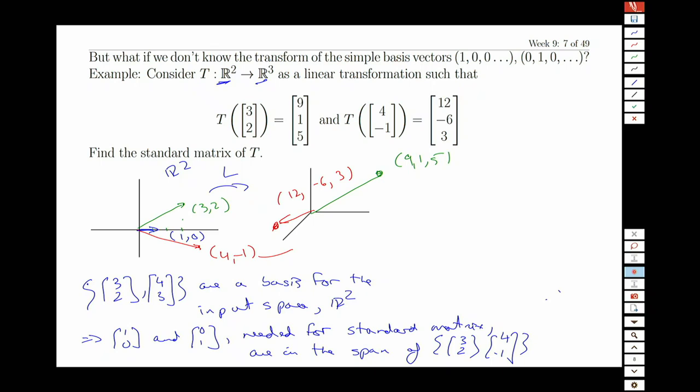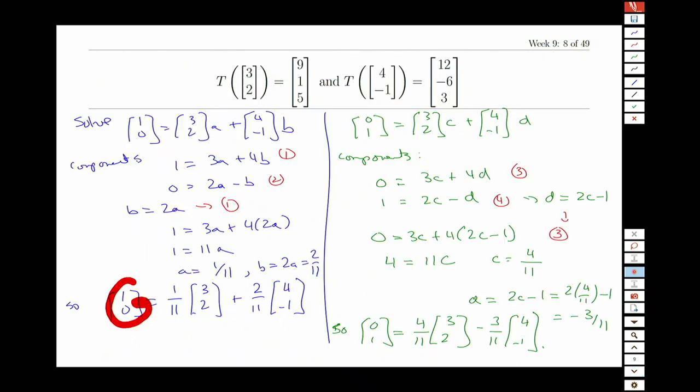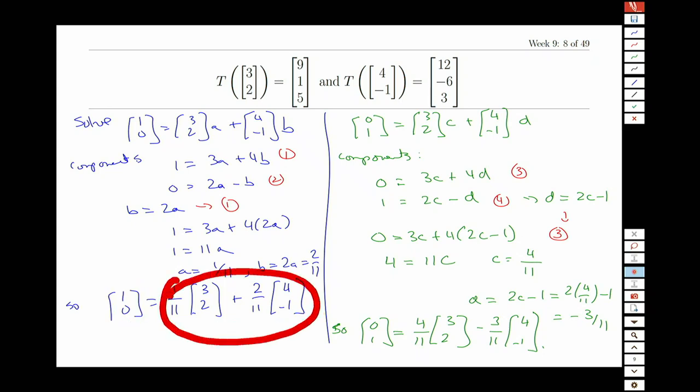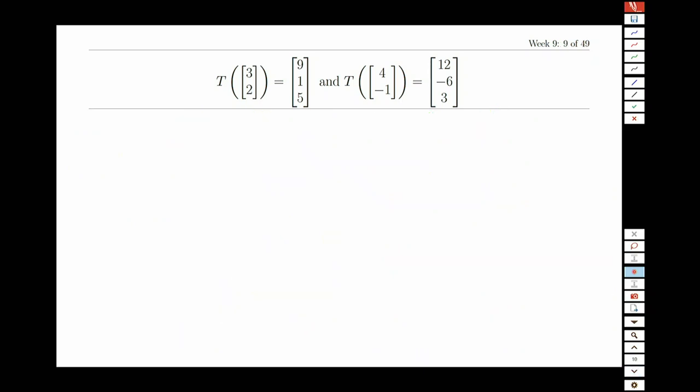So we know the 3, 2 transforms to 9, 1, 5. Great. We know that 4, negative 1 transforms to 12, minus 6, 3. Because the function is linear, though, that means I can write my 1, 0 vector like we just did. Here we go. 1, 0 is equal to this combination. But then when I transform 1, 0, it's the same as transforming this, because they're the same vector. And then we can use linearity to break this into pieces. So that's what we're going to do here.